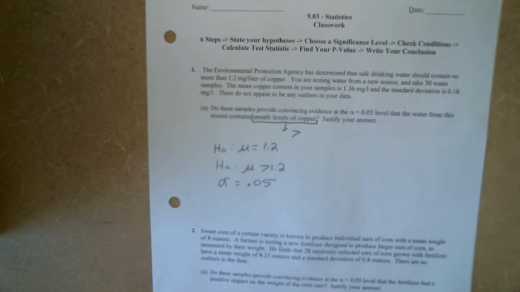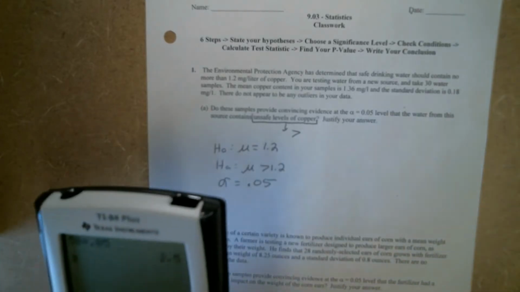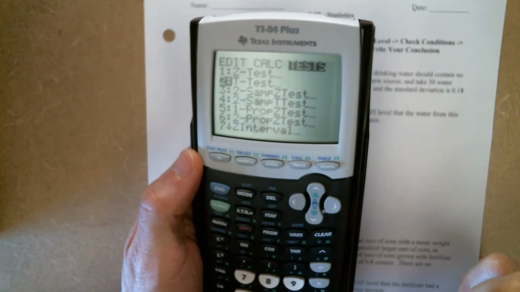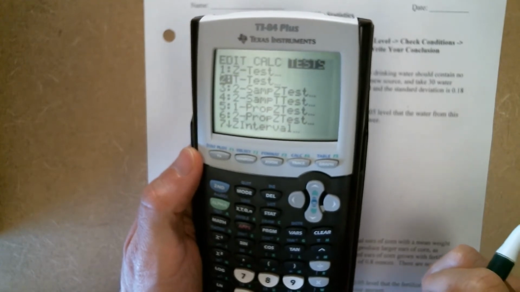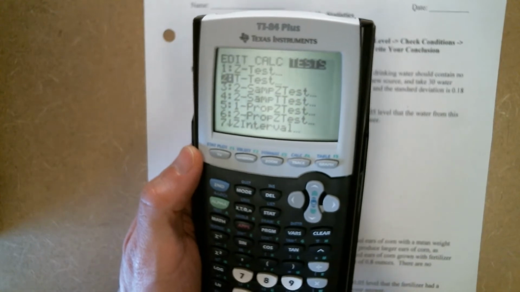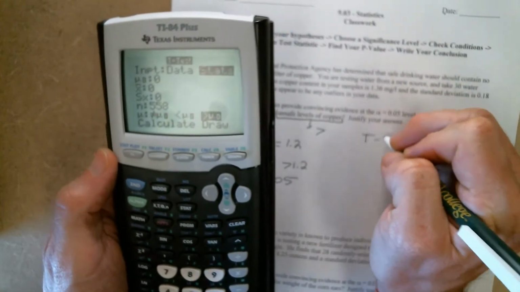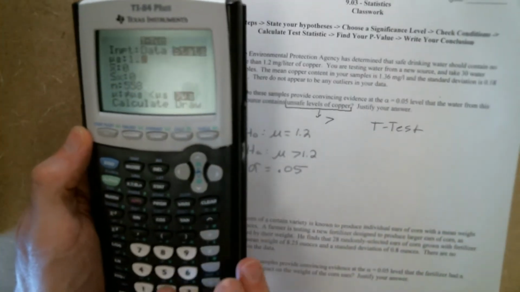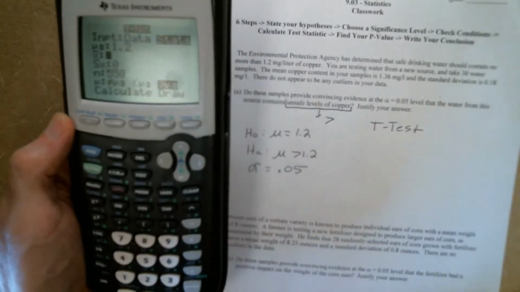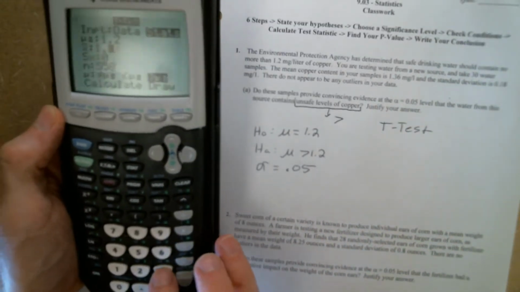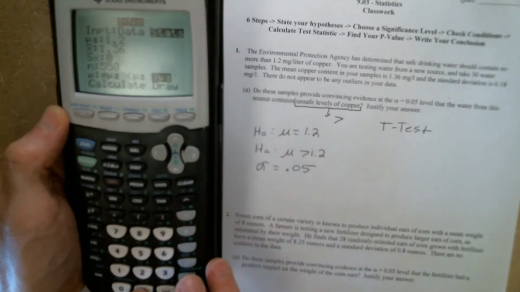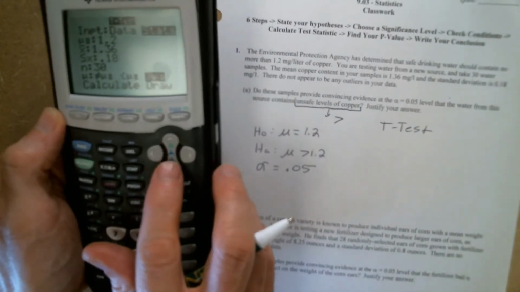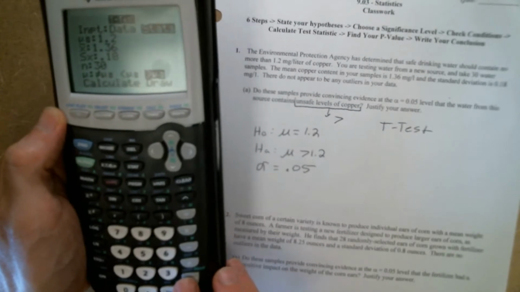So to actually perform the test, we're going to go to stat tests. We never use z-test, because we don't have the population standard deviation, and there's no reason we ever would. So we're going to stick with t-test here. All right, we don't have data, but we do have statistics that the problem gives us. Our null is that the mean is 1.2. Our sample average was 1.36. Our sample standard deviation was 0.18. We took a sample size of 30, and we're testing to see whether it is greater than 1.2.